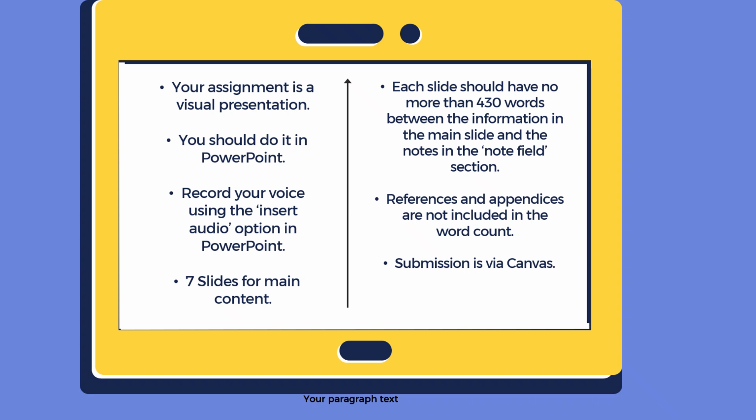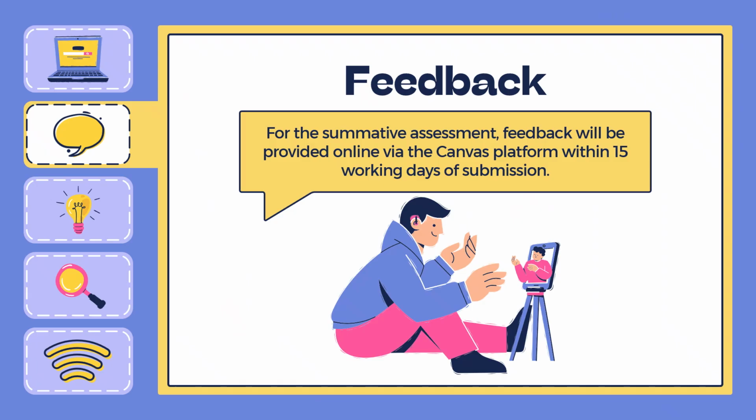Each slide should have no more than 430 words. This is between the information that is in the main slide and the notes that you put in the note field section of the slide. References and appendices are not included in the word count, and the submission is via Canvas. Feedback on the summative assessment will be provided online via Canvas within 15 working days of your submission.